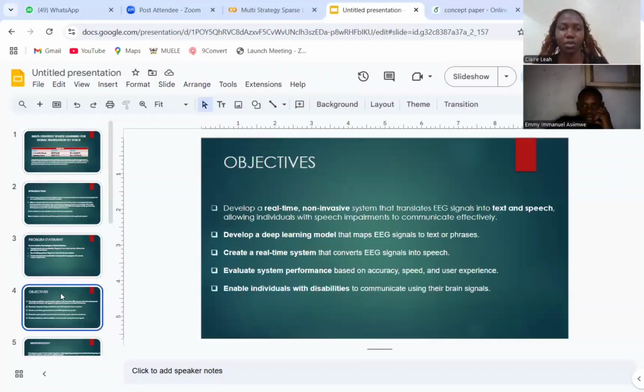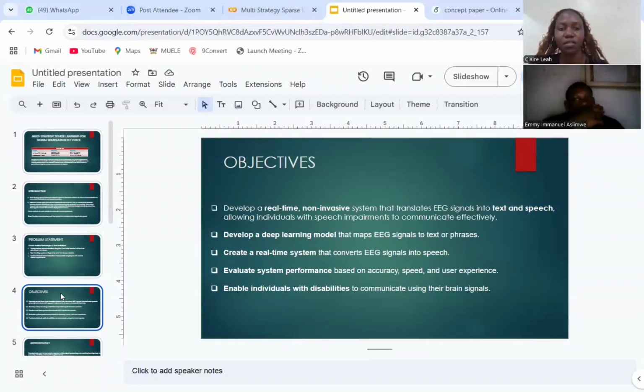And we have the objectives, what we are going to do in order for our system to be a success. Here we're going to develop a real-time non-invasive system that translates EEG signals into text and speech, allowing individuals with speech impairments to communicate effectively. I talked about the non-invasive system. Yeah, that is understandable.